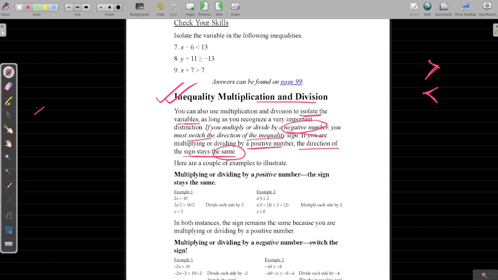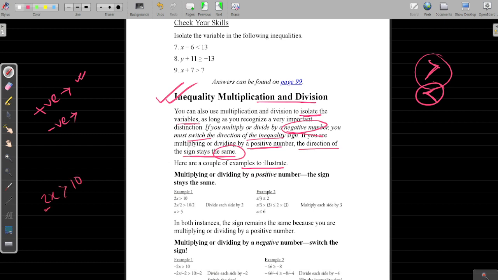So here our concern is, whenever you use a positive number for adding, for dividing or multiplication, then you just need to keep the sign the same. But whenever you divide by any negative number, then you need to reverse the sign. If this one is greater than, then it will be replaced by less than. If this one is less than, then it will be replaced by greater than. Here are a couple of examples to illustrate. So multiplying or dividing by a positive number. So now we are noticing this example. So 2x greater than 10, example 1.